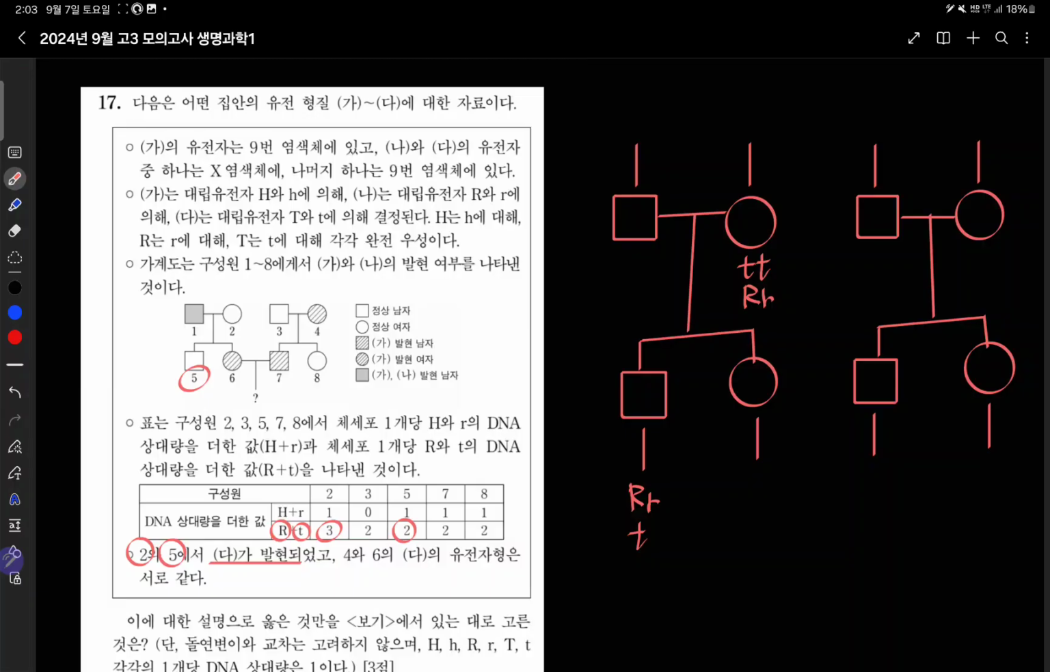That means the third trait is located on the X chromosome. That's why he can have the third trait with only one lowercase t allele. So the third gene T is located on the X chromosome. So H and R will be located on chromosome number 9. So I'm going to move this gene R to chromosome number 9.